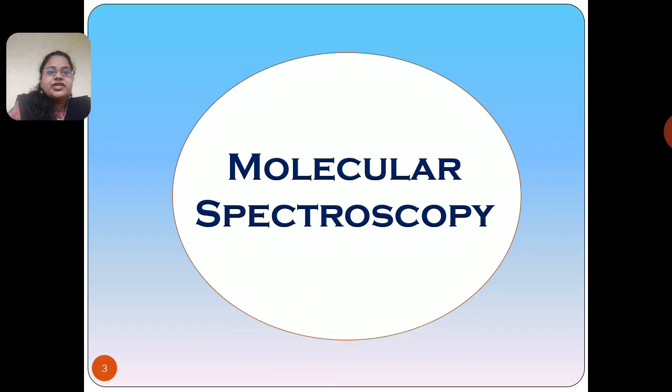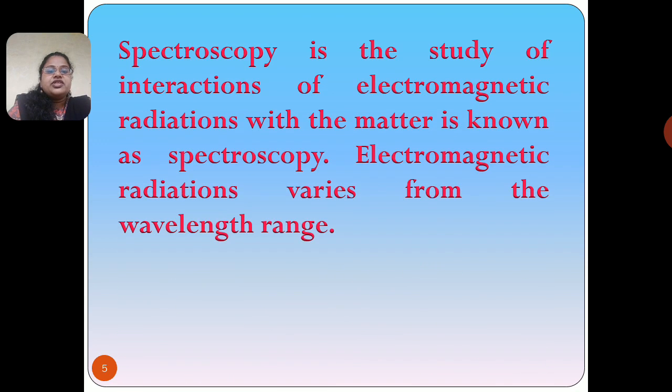The interesting topic of chemistry is molecular spectroscopy. Now, let's begin with some introduction of molecular spectroscopy. What is meant by spectroscopy? Spectroscopy is the study of interaction of electromagnetic radiation with matter. When various kinds of electromagnetic radiations interact with different kinds of matter, the study of all these interactions is known as spectroscopy.